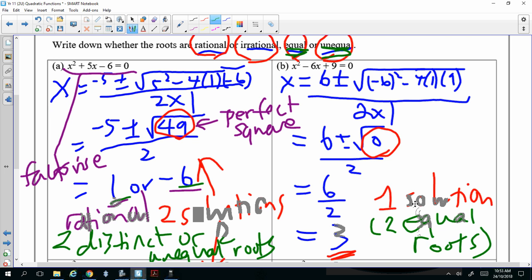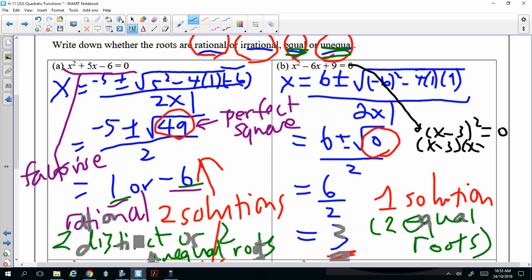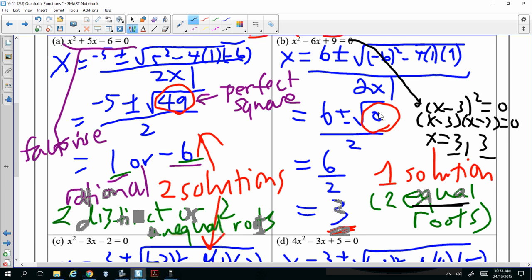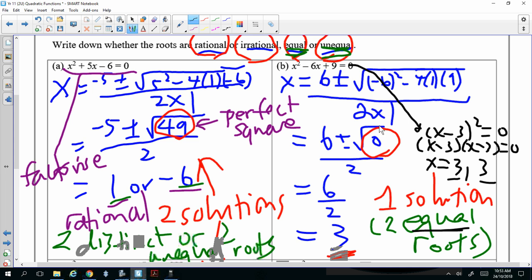If you actually factorize it, we get x minus 3 all squared. It's a perfect square. And using the null factor law, you see there are 2 brackets, x equals 3 or 3. They are equal, 2 threes. So whenever you get a perfect square quadratic expression, the discriminant will be 0. Does that make sense? If the discriminant is 0, you get a perfect square.